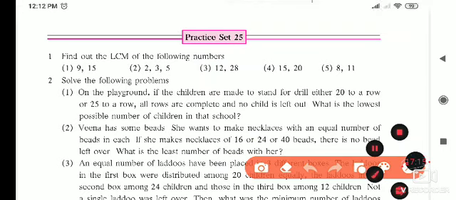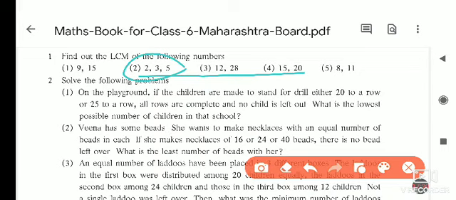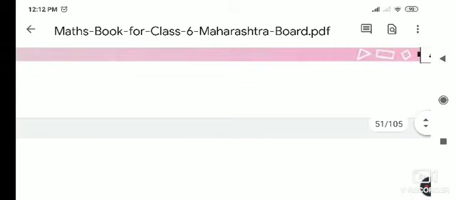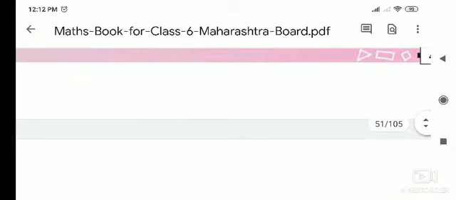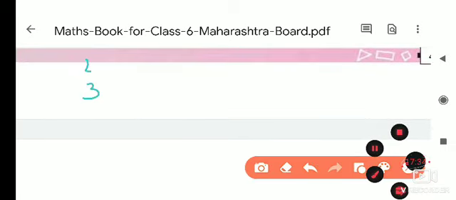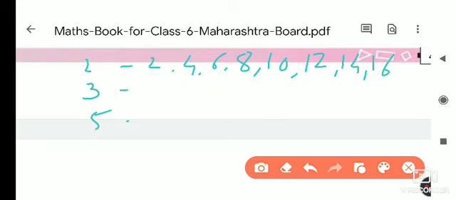Only 3 examples I told you to solve. If 3 numbers are there, then also don't worry, write the multiples of the 3 numbers and find the common multiple of all. For example, I will tell you this also: the numbers 2, 3 and 5. Multiples of 2: 2 ones are 2, 2 twos are 4, 6, 8, 10, 12, 14, 16. 3's we will write here: 3 ones are 3, 3 twos are 6, and so on up to 18, 20.